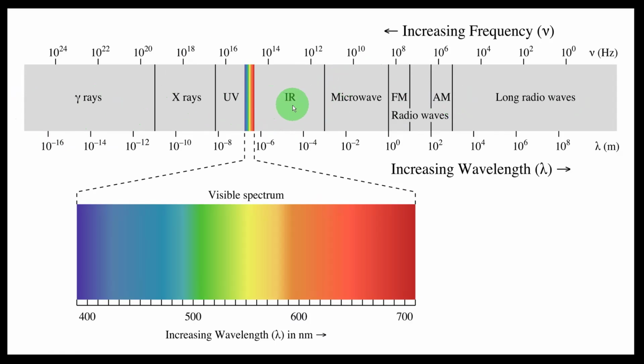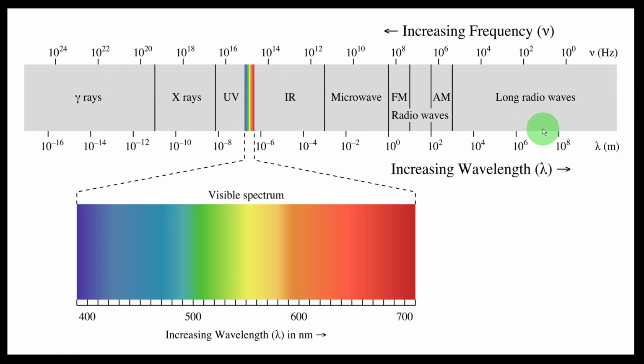On the right side, the invisible section near the visible red color is infrared. IR means infrared. Next, microwave. Next, FM to AM, all are radio waves. This range is radio waves. After that, the long radio waves are there. Coming to the left side, near the blue color, it is UV, ultraviolet. Then X-rays. Next to X-rays, gamma rays. This is the Greek letter gamma, gamma rays.